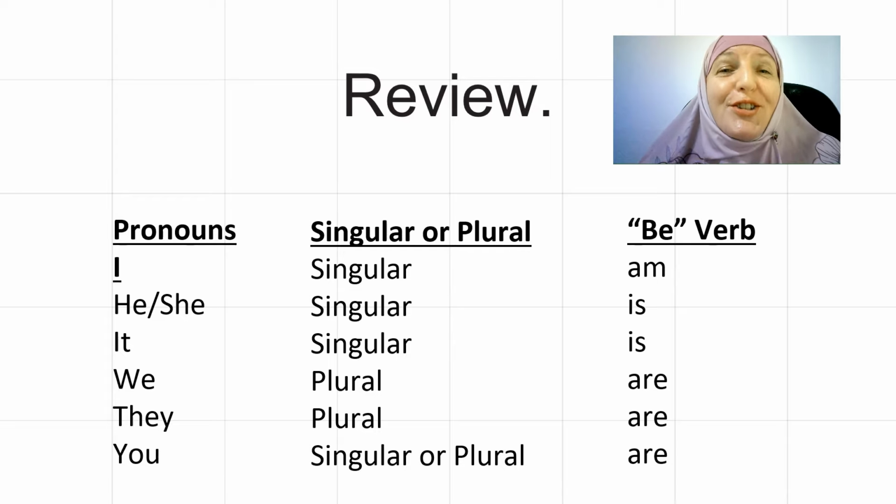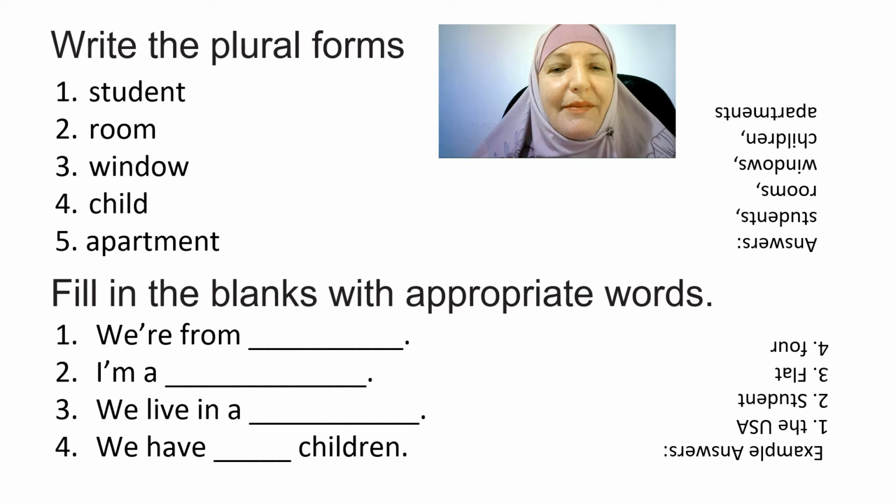The be verbs are also singular or plural. I is special, so I uses its own verb am. I am your teacher. He, she, and it use is. We, they, and you are more than 1, so we use the plural verb are. Even if you speak to 1 person, you still use the verb are. You are my student. I want you to pause the video and write the plural forms of the nouns.